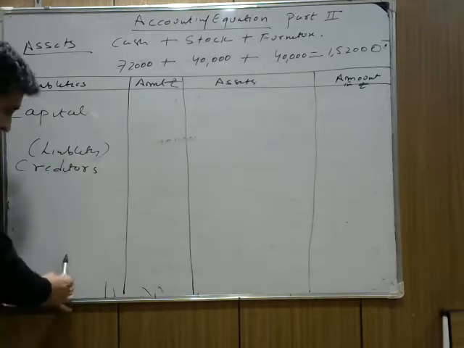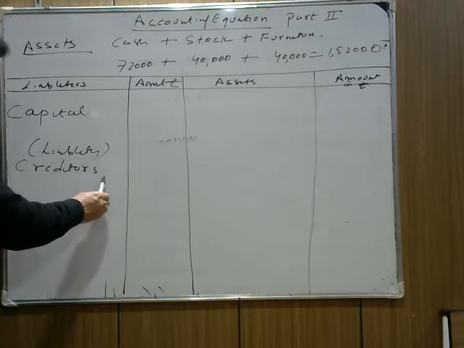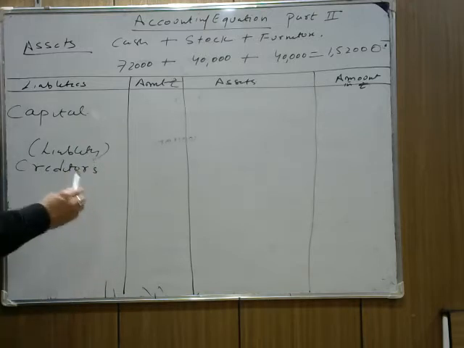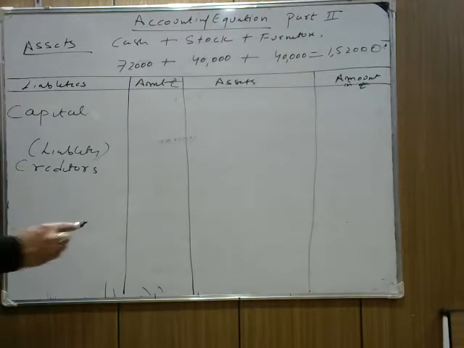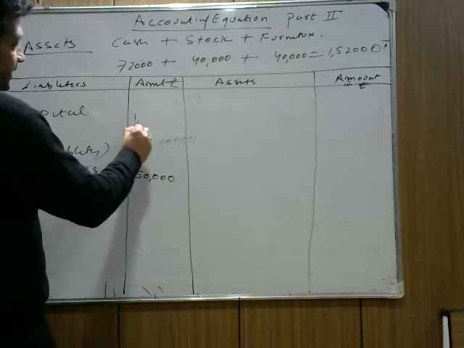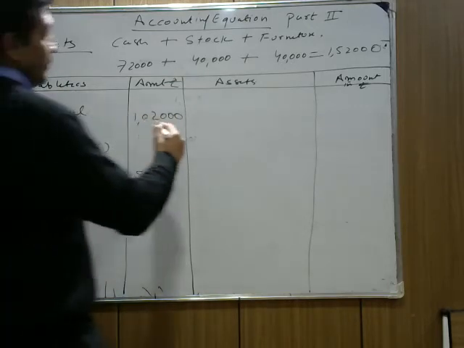But here it becomes a liability. Is it clear? As per the question, the liability given is only the creditor, and the creditor is given as around rupees 50,000. Now, how much capital is given in the question? It is 1 lakh 2,000.